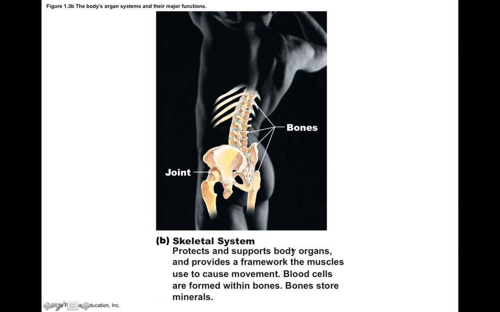Many of these bones contain red bone marrow, which can help produce new blood cells. So things like red blood cells, white blood cells, and platelets come from bone. And bone also acts as a reservoir of minerals. So you can actually store excess minerals like calcium and phosphate within bones.